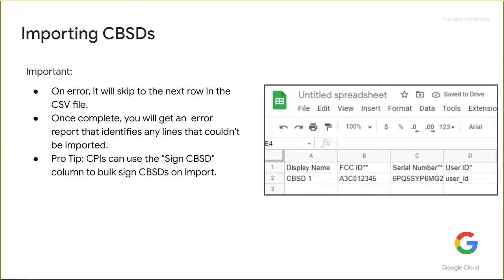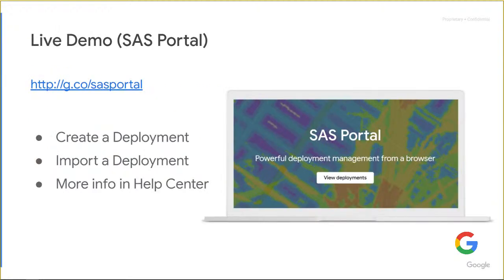If you're a CPI, if you're checking that spreadsheet to make sure everything's okay, like you should do as a good CPI, once you've done that, you bulk sign them by entering yes in the signed column, then all of the CBSDs that you import will be signed and ready for registration. That's huge for some people who've been working with large deployments. Hopefully good news. Now let's jump over to our live demo, and I'm going to bring up our SAS portal.